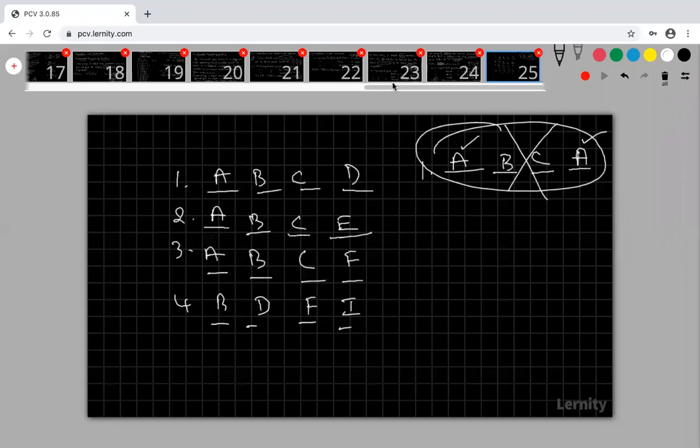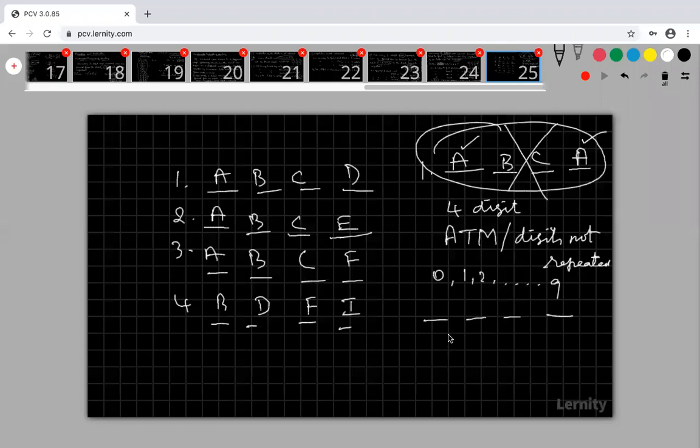Are you okay? Right. Suppose you are setting a 4-digit ATM pin. And one more condition, digits not repeated. You can set an ATM pin, but digits not repeated. How many digits they gave? 0, 1, 2, like that, 9. So my first digit, 1, 2, 3, 4. My first number I can choose from these 10, any one, 10 ways.